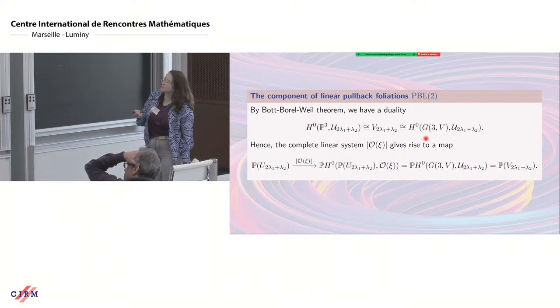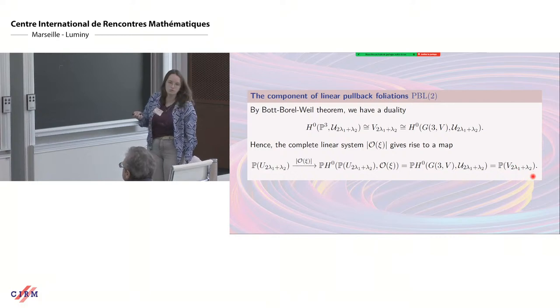And then the complete linear system of this canonical relative bundle will give a map to P of the representation that has highest weight 2 lambda 1 plus lambda 2, which was the one that we are interested in.